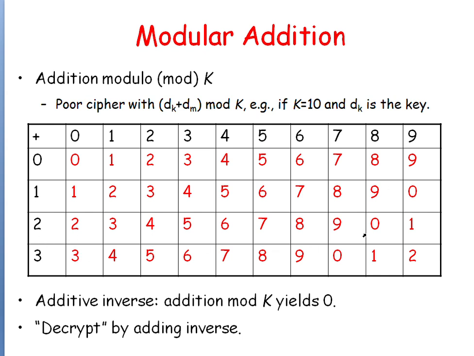See, 9 plus 2 is 11, and only the remainder 1 is kept. What is the remainder? We subtract 10: 11 minus 10 is 1, 12 minus 10 is 2, like that. Additive inverse: addition mod k is 0, and we decrypt by adding the inverse. This is modular arithmetic.